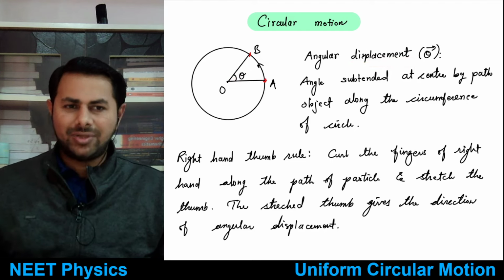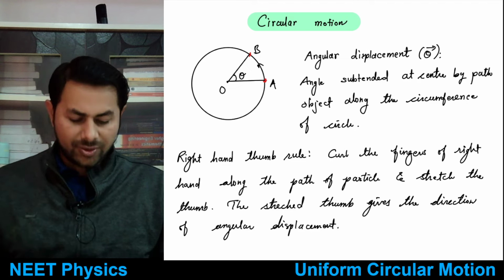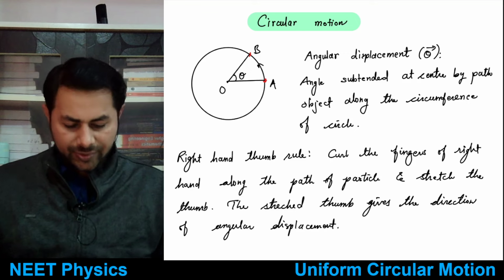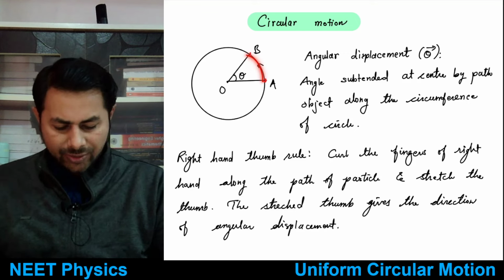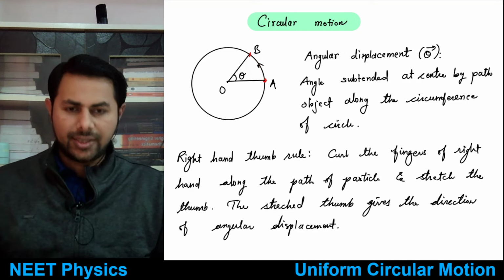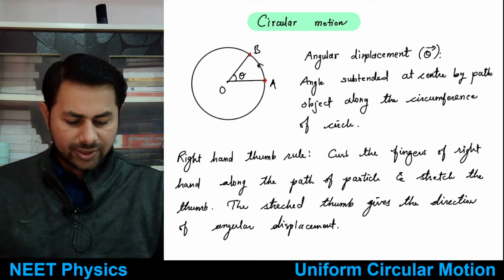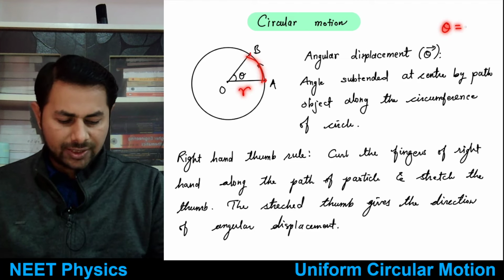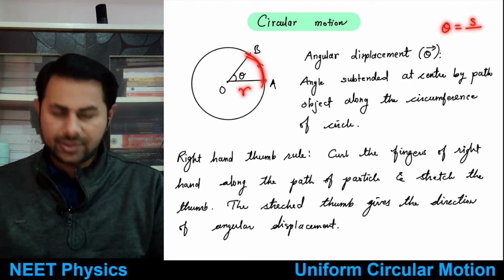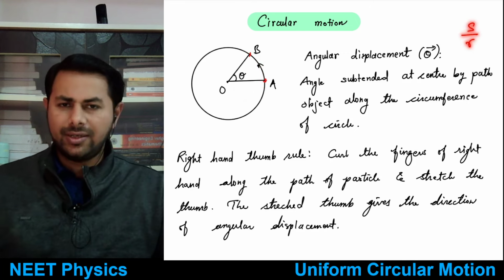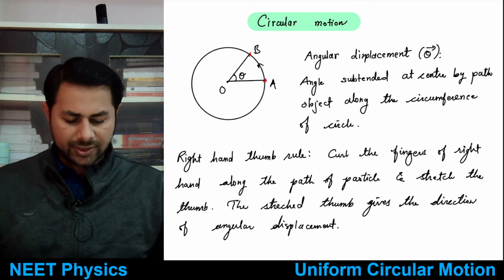So it will have magnitude as well as direction. Now magnitude is just the magnitude of this angle. We know how to measure the angle in radians, right? It is the length of this arc divided by radius. So we know theta is equal to the length of this arc AB, S, divided by R. R is the radius, right?